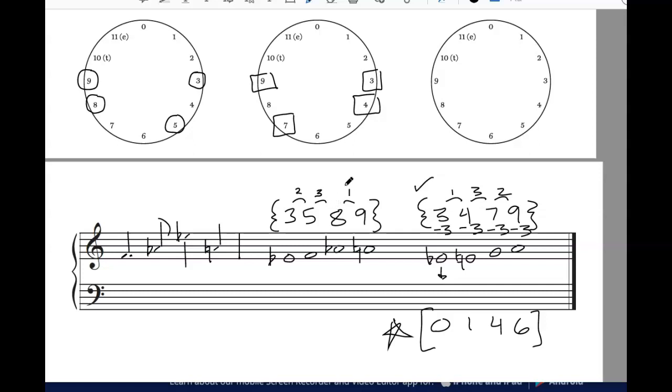If we had been lucky enough so that the first version of the set had the small intervals to the left, we could transpose that to 0. But alas, on this one, we had to flip it upside down and work with that. That is how you find prime form.